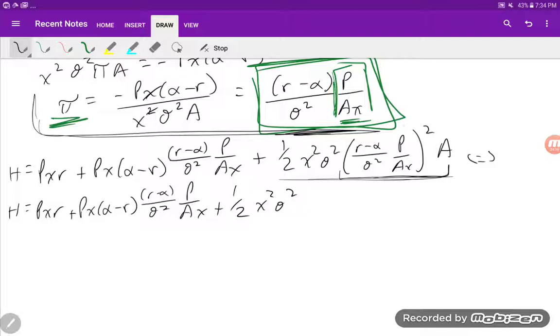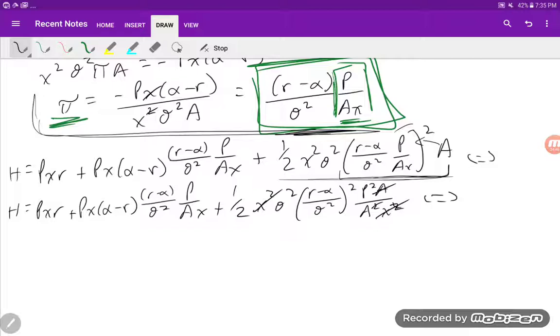So this would come down to everything. We're going to have r minus alpha over sigma squared, and then we'd have p squared over a squared x squared, but then the a could also be brought into that numerator. So we're going to have basically p squared a over a squared x squared. So we quickly see that this a cancels with one of those a's. This x squared can cancel with that x squared.